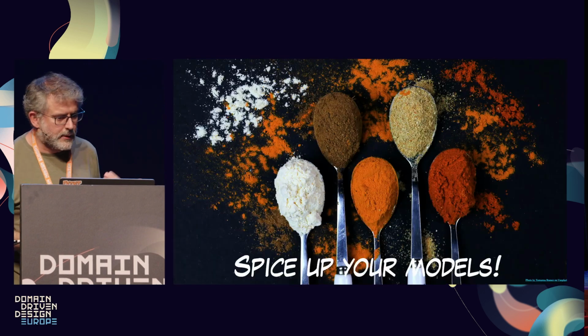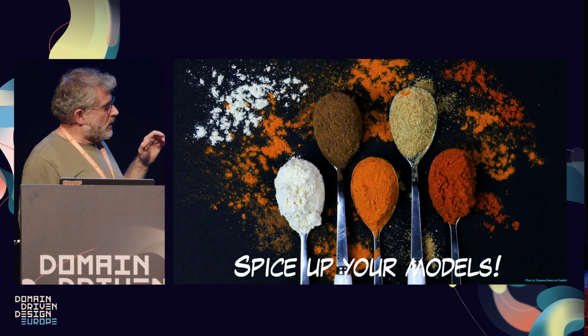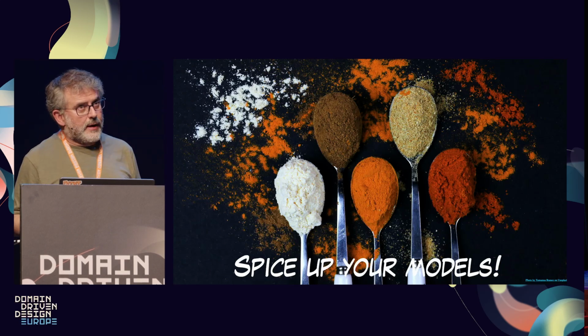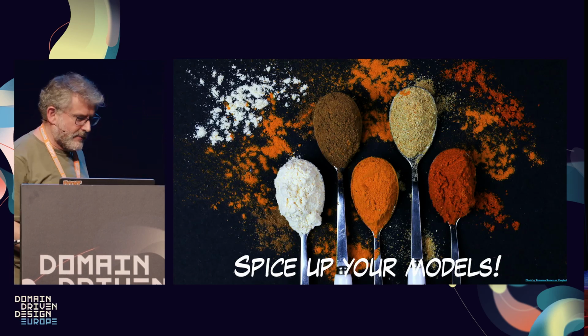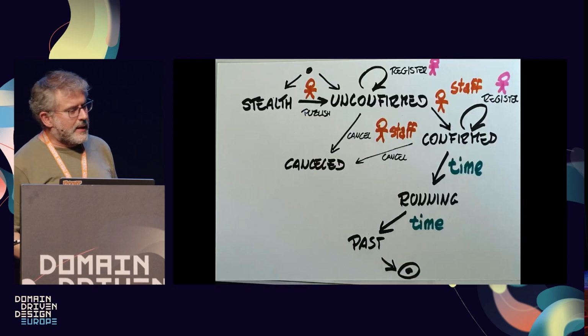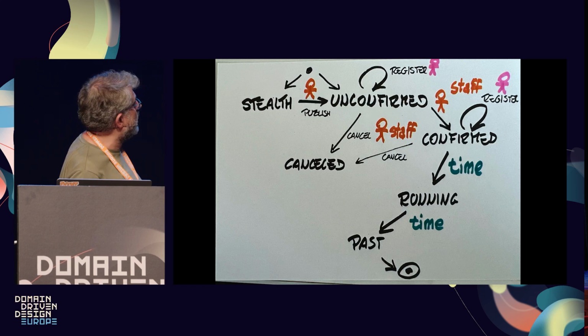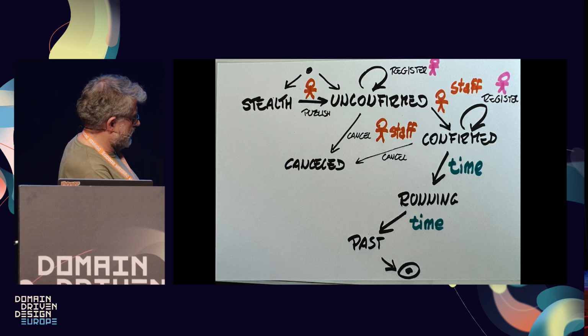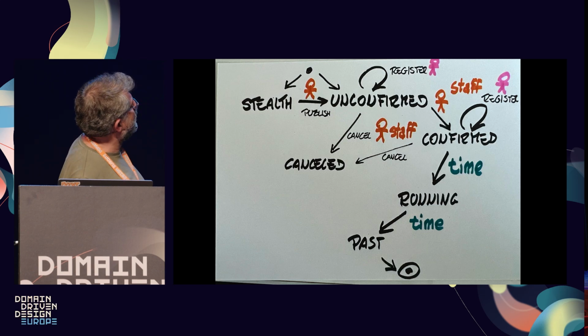The first one is what I call spice up your model. So we know a UML state diagram. We also know EventStorming, maybe. We know some other notation. Well, the thing becomes interesting if we start mixing them. I don't know how much you can get the color here, but actually you don't get the colors very well.